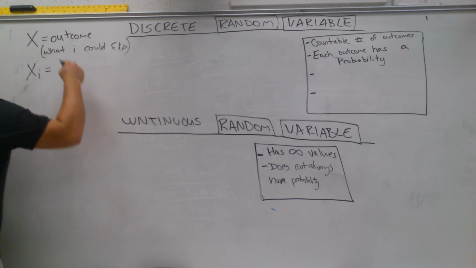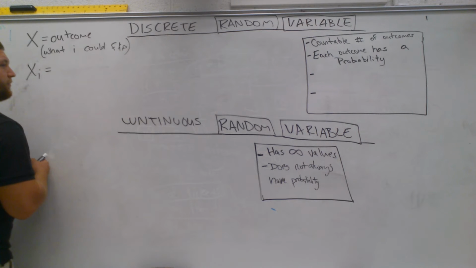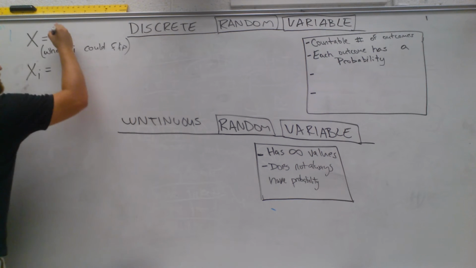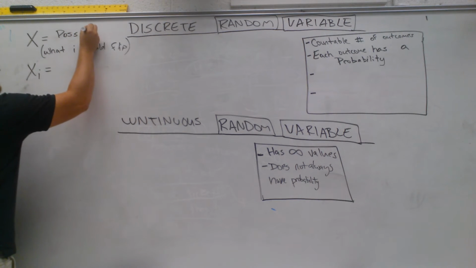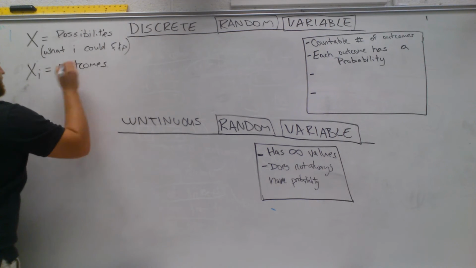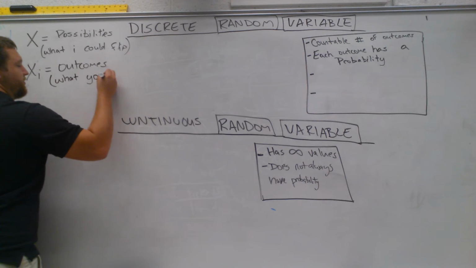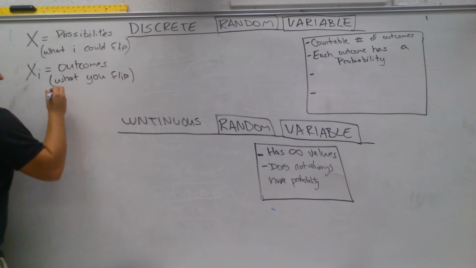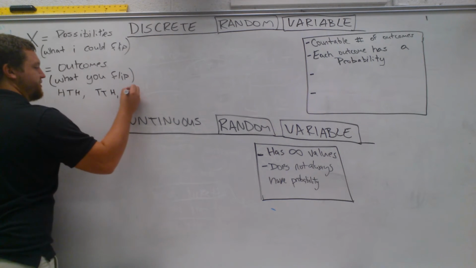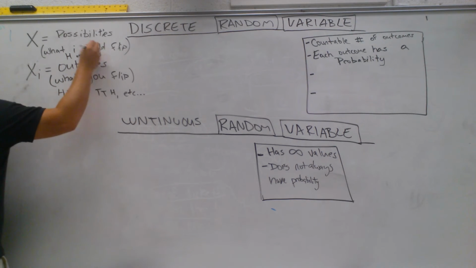I'm still going to write that, but give me a second. So that was my outcome. This is not what this should be. I'm sorry, I know, you have to erase things. These are my possibilities, is what this is. These are my outcomes. So it's what you flip, what you could flip. So this is what I did over here: heads, tails, heads, tails, tails, heads, and so on. This is heads or tails.